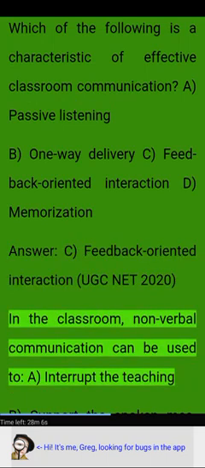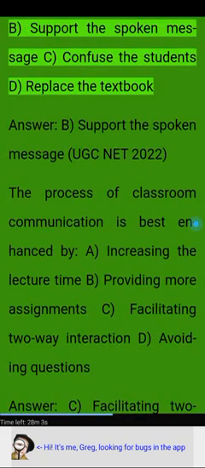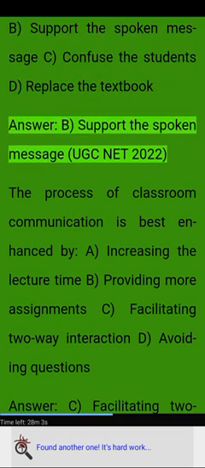In the classroom, nonverbal communication can be used to: A. Interrupt the teaching. B. Support the spoken message. C. Confuse the students. D. Replace the textbook. Answer: B. Support the spoken message. UGC NET 2022.